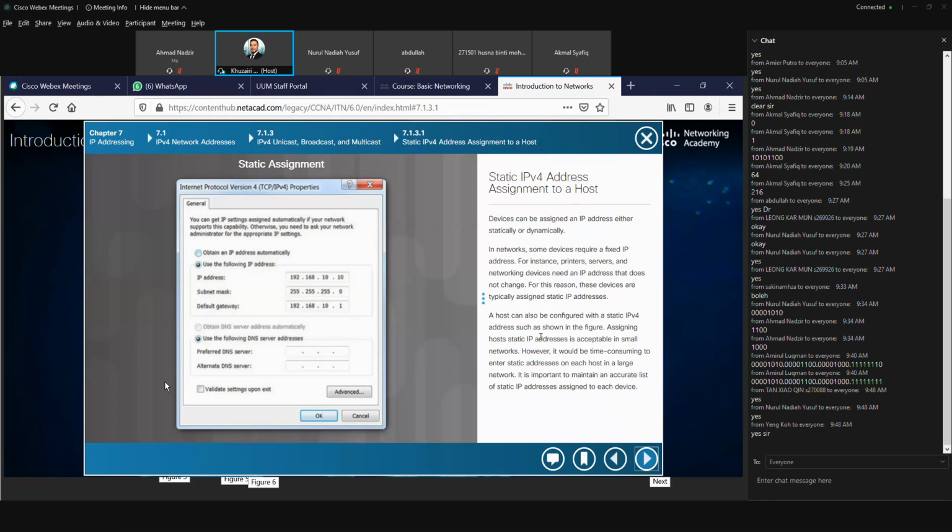So how do you configure an IP address on your host? There are two ways. You can use a static IP, assigned manually, or you can obtain an IP address automatically. Usually if you are a very large organization, you need to obtain IP addresses automatically. That's why when you are on campus, you don't need to enter the IP address every time you want to access the internet, because it's automatically assigned to you by the DHCP server. This is provided by the UUM network system.